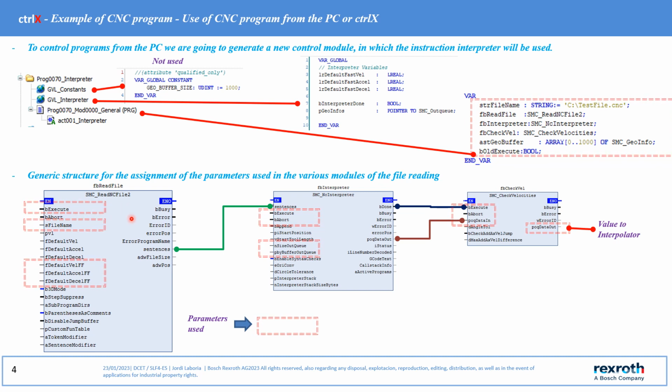The parameters with the red square are the ones that are being used for the example. The structure follows in the following order. First, the file is read with read file. The interpreter that prepares the program to be sent is executed. And finally, the speeds entered are checked. The PGEO data outputs generate the variable to be seen as a program to the interpolator.